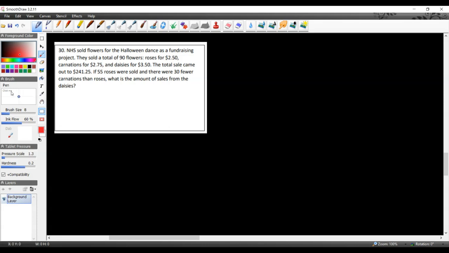We have that NHS sold flowers for the Halloween dance as a fundraising project. They sold a total of 90 flowers. So we have 90 flowers. Roses for 250, carnations for 275. So I'm going to write that down. So roses are 250 each. Carnations are 275 and daisies are 350. Okay, those are just the unit prices.